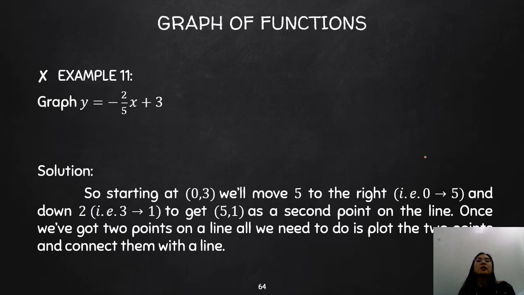So, solution. Starting at 0 and 3, we'll move to the right. We'll move 5 to the right. Kasi, di ba, ang slope mo, m is equal to rise over run. So, ibig sabihin, you run to the right 5 times. And then down 2 times kasi negative po yung slope natin. So, kumbaga in this case, it's rise all over fall. Parang ganun siya.